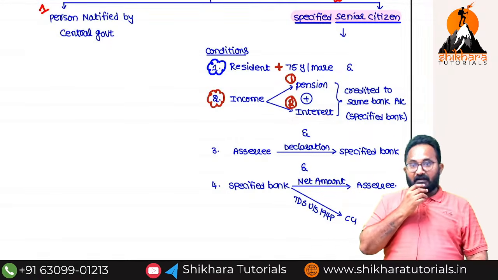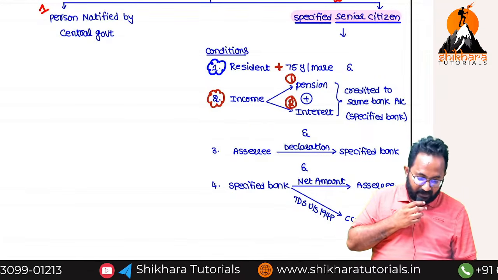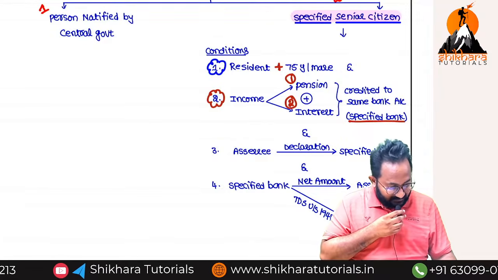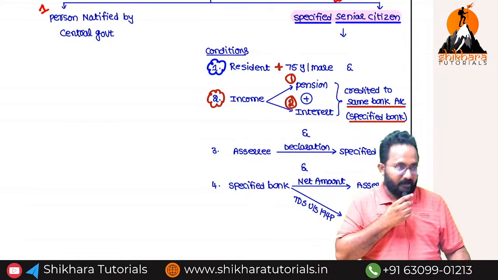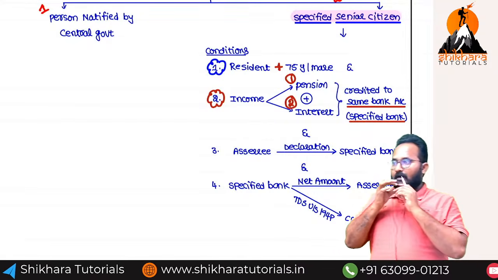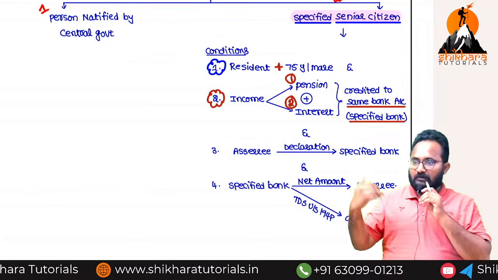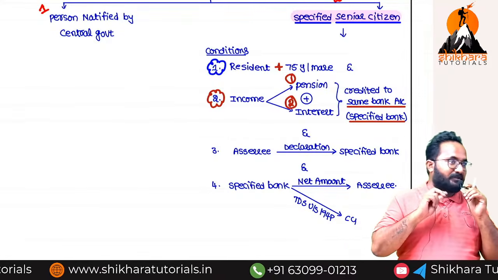But one more condition: these two things must be credited to the same bank account. That bank is known as what? A specified bank. Example, I have deposits in SBI. Now the pension amount is also credited to SBI. Now SBI is called as what? A specified bank.